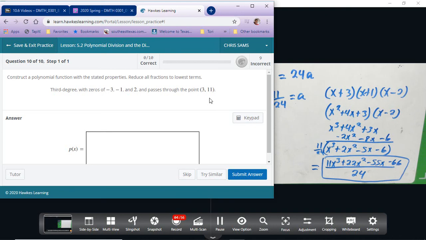So we're going to type this in now. So do a fraction bar. I'm going to do 11x raised to the third plus 22x raised to the second minus 55x minus 66, all divided by 24.